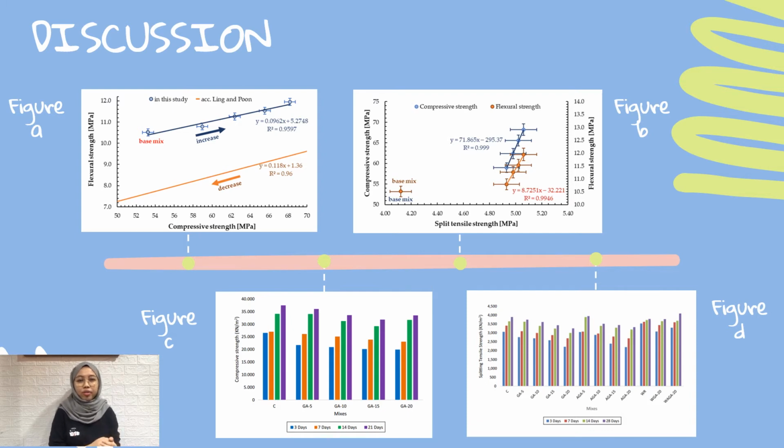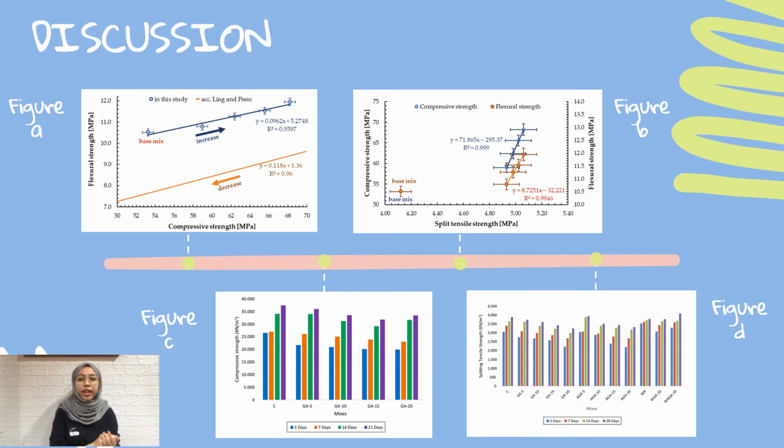Next, figure B shows the correlations between other mechanical properties, such as compressive, flexural or split tensile strength of mortar with glass sand aggregates addition. The obtained mechanical properties of mortar containing glass sand aggregates and the reference sample, which is without the glass sand aggregates, were different.